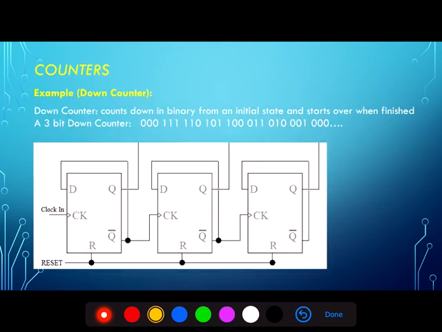As an example, let's take a look at the down counter implemented with a 3 D flip-flop shift register. Here we have three different flip-flops. Bit 0 will be our least significant bit of our counter, and bit 2 will be our most significant bit of our counter. And we can take a look at the timing diagram of this shift register to understand its function.